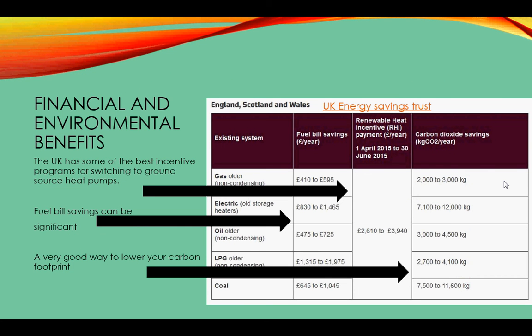Remember how I mentioned earlier that a ground source heat pump doesn't use combustion? This table illustrates just how much carbon dioxide you can keep out of our atmosphere by switching to a ground source heat pump. In some areas of the UK, coal is still used as a heat source. If someone using coal could switch to a ground source heat pump, they could save 7,500 to 11,600 kilograms of carbon dioxide per year. Even just switching from gas could save 2,000 to 3,000 kilograms per year.